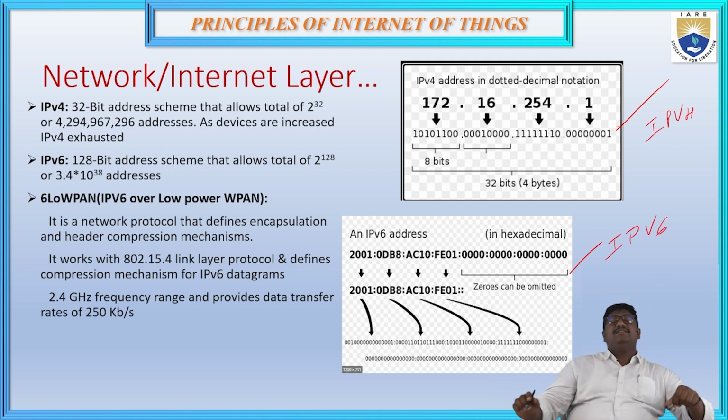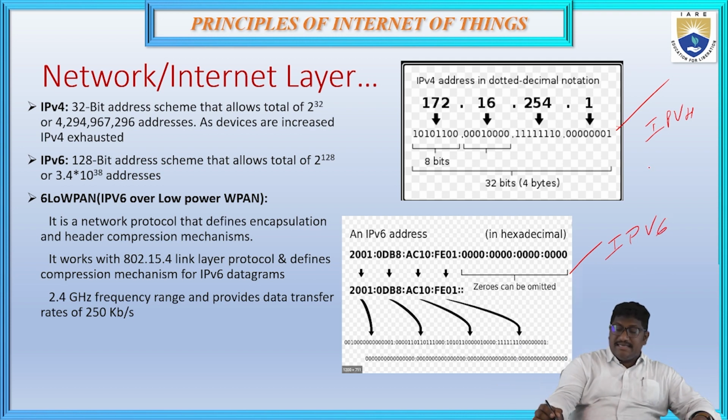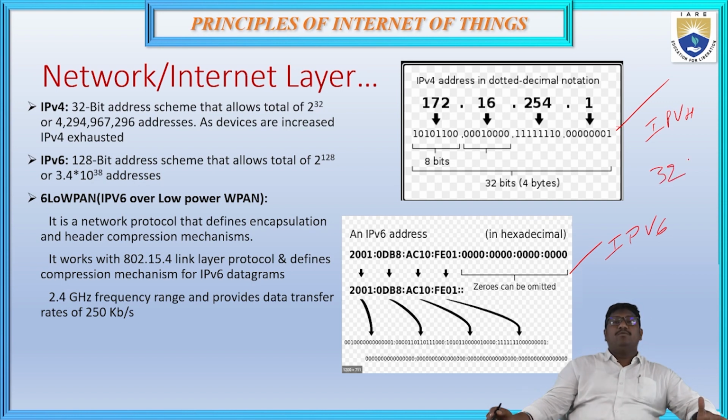If you observe the differentiation, in IP version 4 there are only 32 bits of information, which is 4 bytes. And in IP version 6 it is a 128-bit address schema. See the differentiation, how things are represented in hexadecimal notation in IP version 6. Also there is another thing I told you about, 6LoWPAN, which is IPv6 over low power wireless personal area networks, which acts at a 2.4 gigahertz frequency with a data rate of around 240 KB per second.